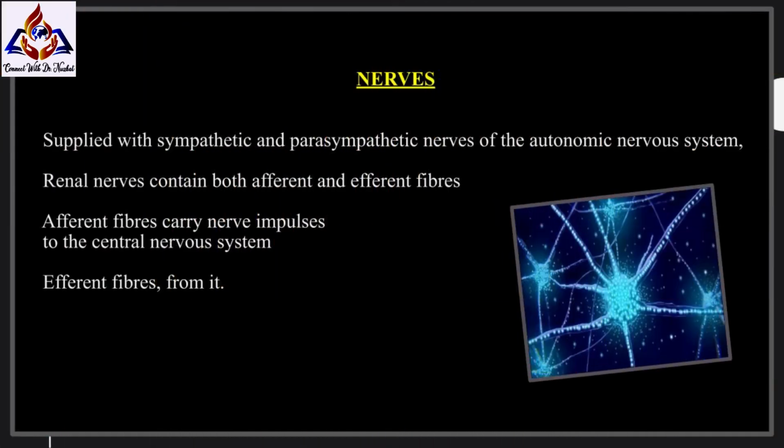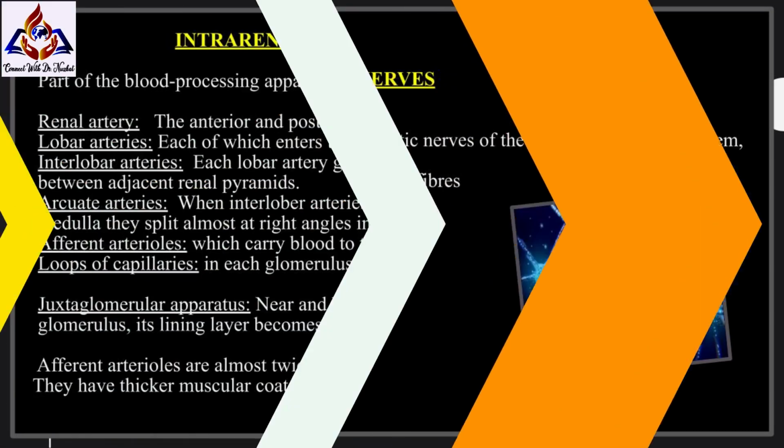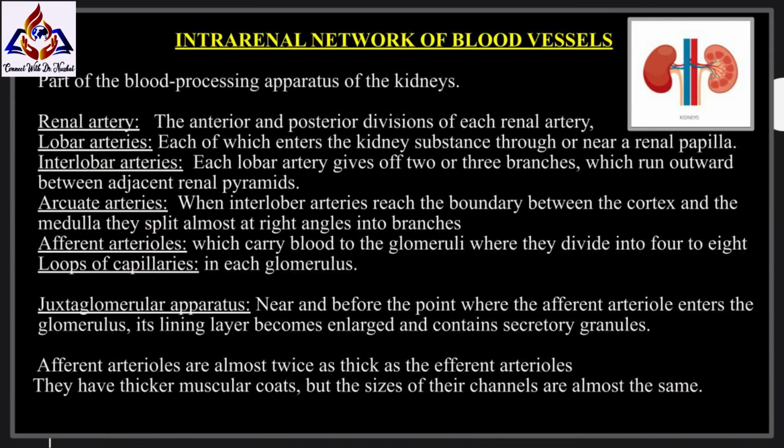Now the nerve supply. The kidneys are supplied with sympathetic and parasympathetic nerves of the autonomic nervous system, and the renal nerves contain both afferent and efferent fibers. Afferent fibers carry nerve impulses to the central nervous system and efferent fibers from it. Internal network of blood vessels.